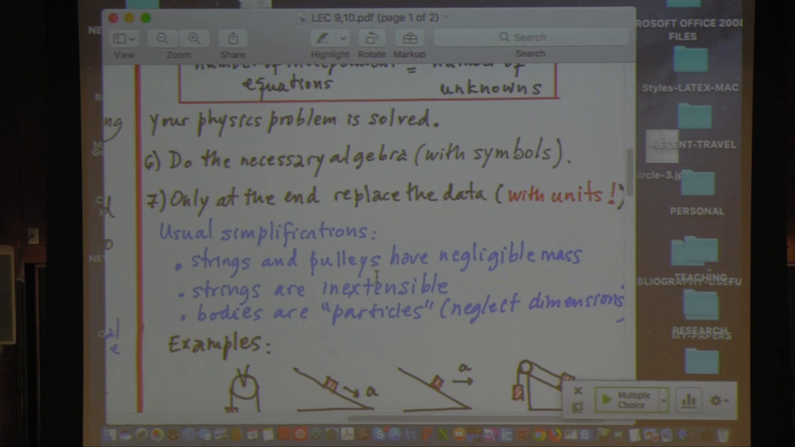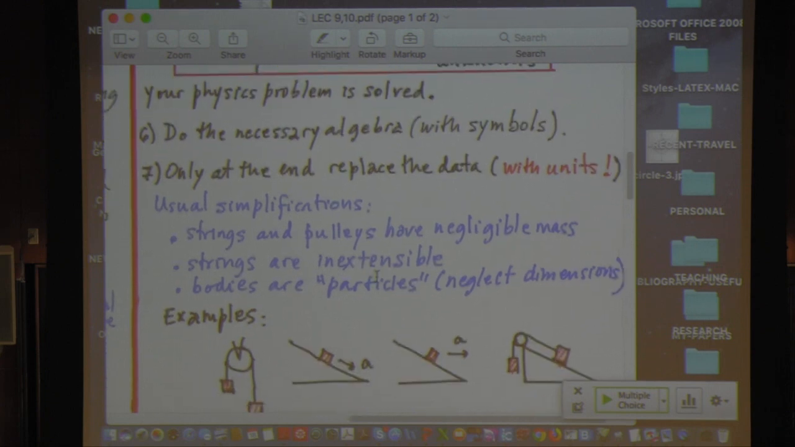Not 33 divided by 2 by 10 squared. No. 33 meters, 10 seconds squared divided by whatever. And then check your units, right? Check your units. The usual simplifications that we are going to use for the time being is that the strings and pulleys have negligible mass. So the tension is the same, the pulleys just bend the direction of the tension, but the tension is the same.